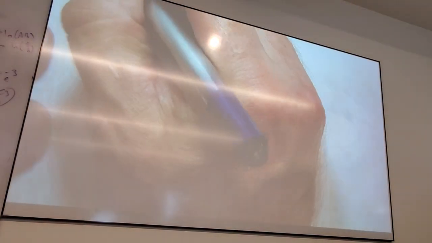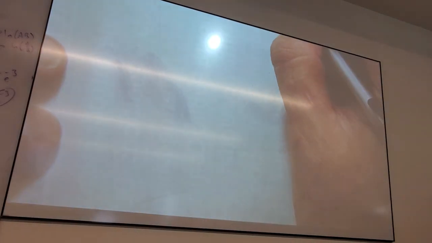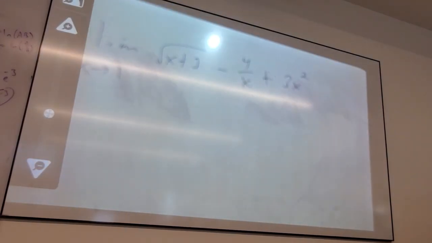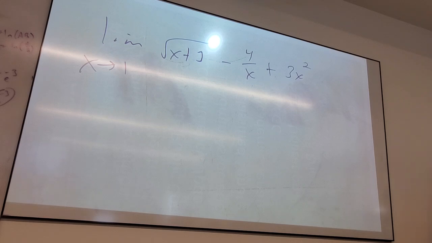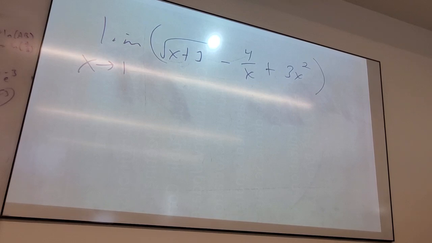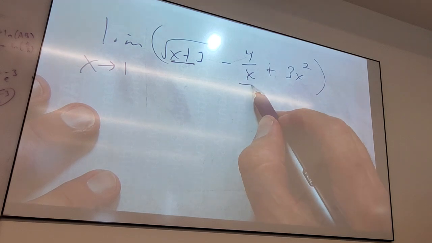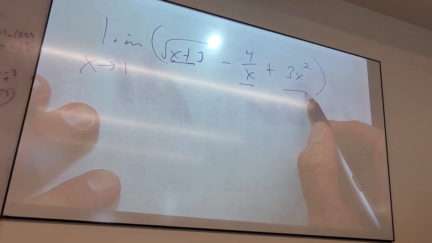Okay, so that's the three approaches in a nutshell. One other thing I didn't talk about is what's the limit as x goes to 1 of the square root of x plus 3 minus 4 over x plus 3x squared. God, I hate the projector. Let me do this, just make sure. So you're going to plug your 1 in all over, yes? So I just plug it into each piece, of course, yes? Okay.